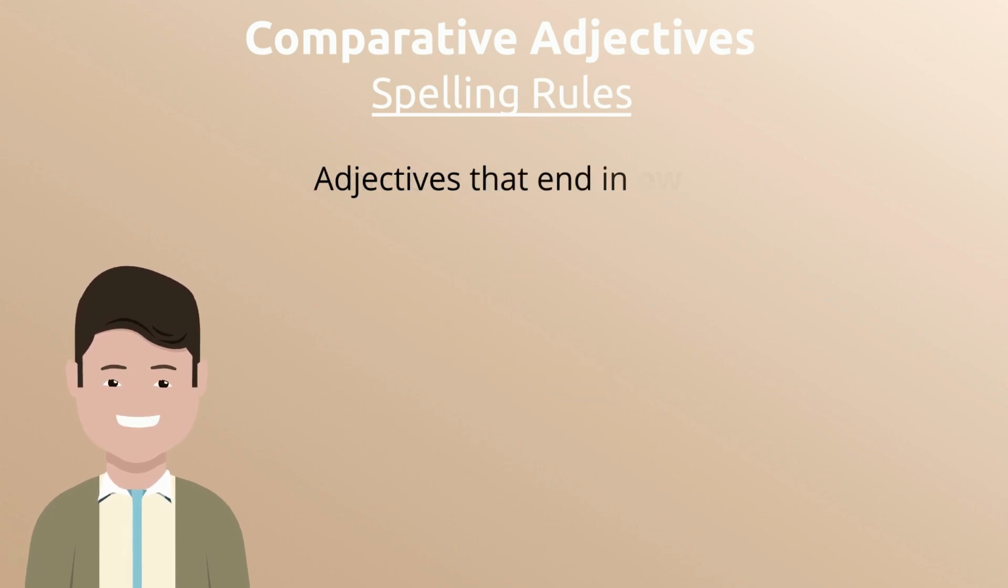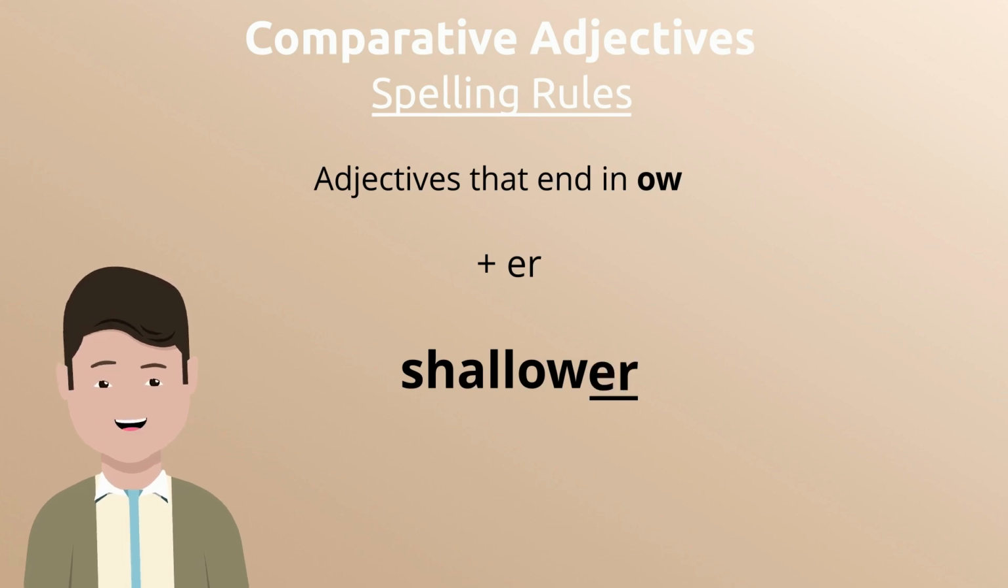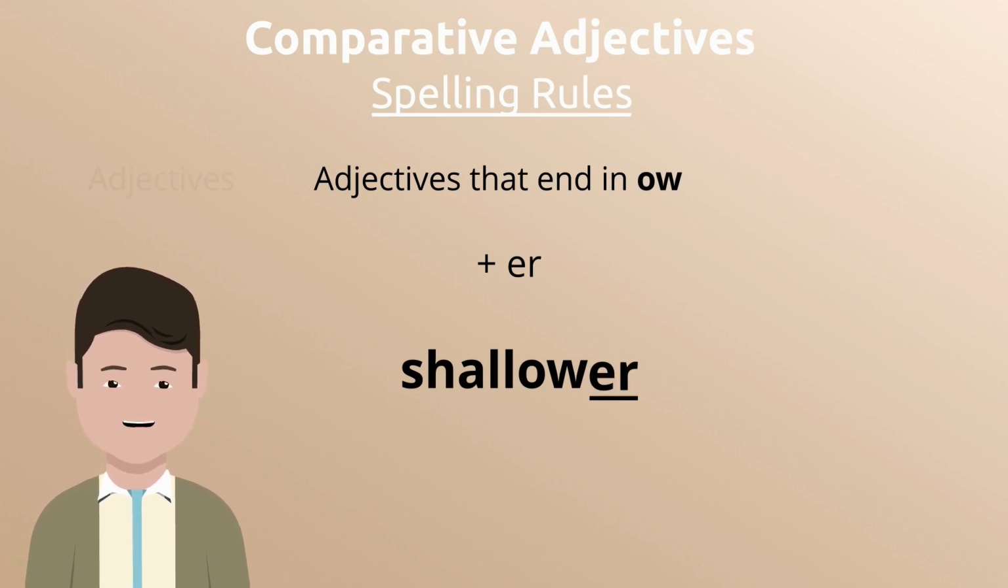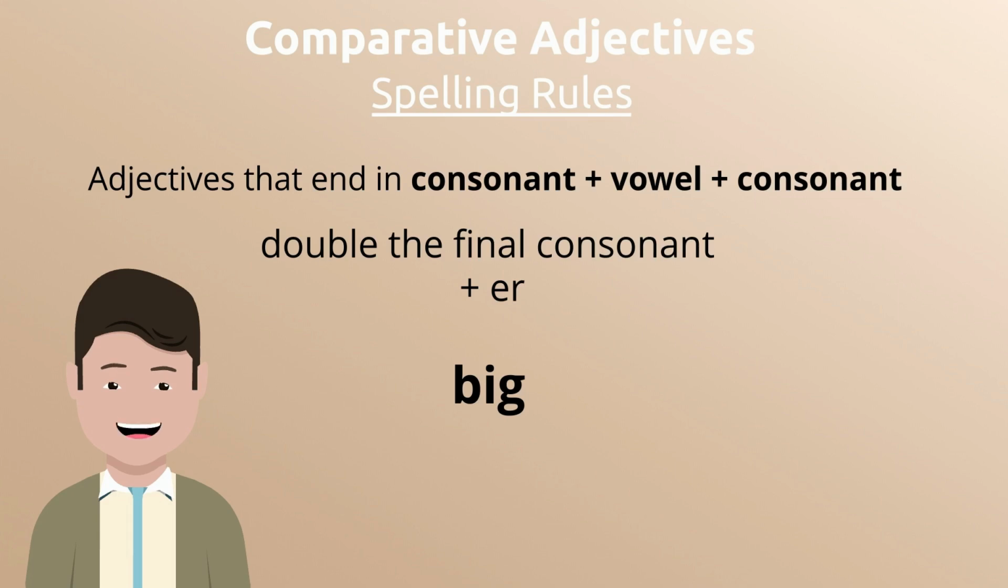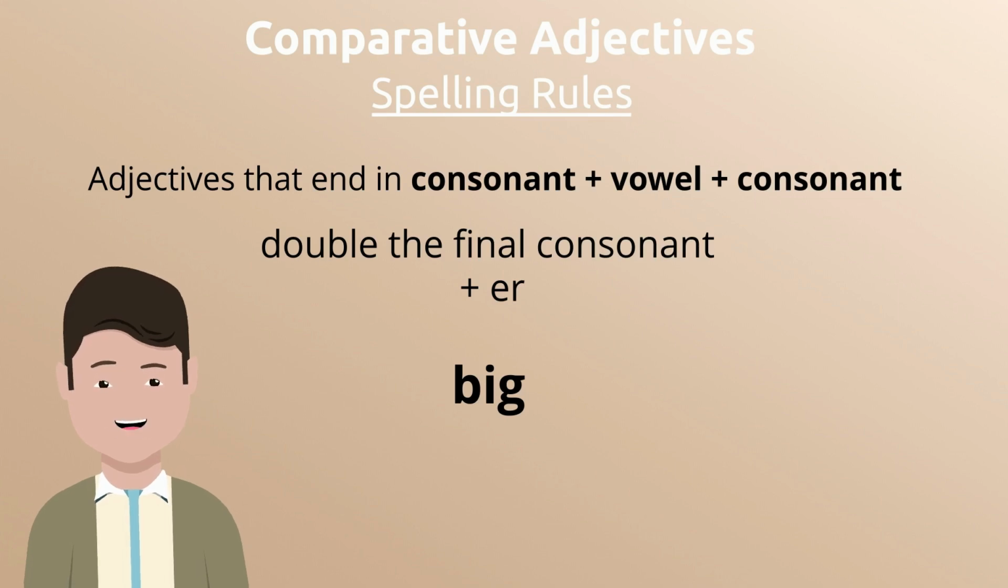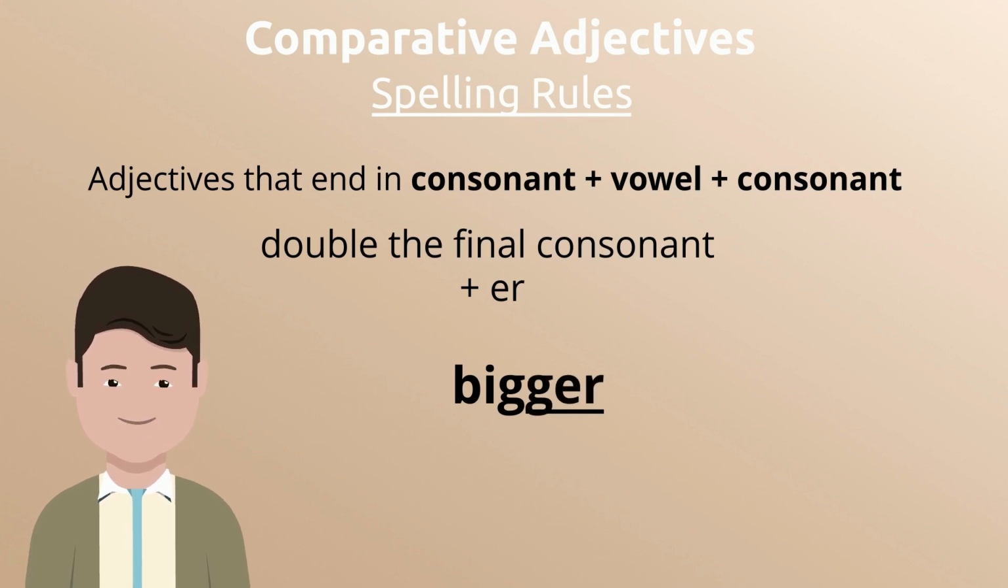For adjectives ending in ow, such as shallow, er is added. The comparative form of shallow is shallower. For adjectives ending in a consonant, a vowel, and then another consonant, for example, big, the final consonant is doubled and er is added. Therefore, the comparative of big is bigger.